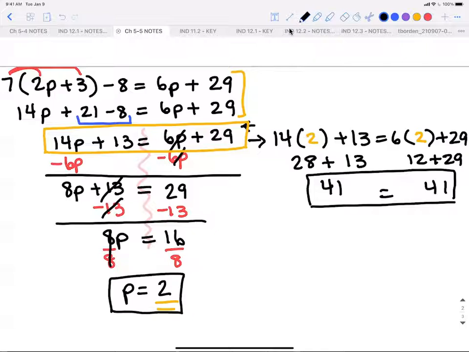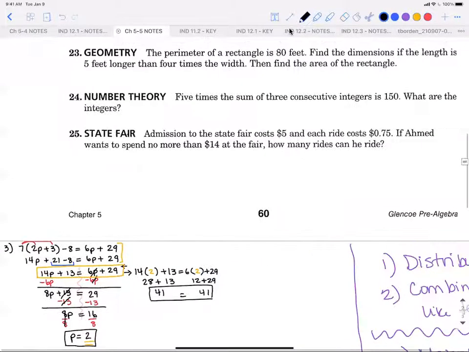So longer, more difficult, right? Seems a lot more difficult. It isn't if you'll still take it. It's more time consuming, I will give you that. These take a little bit of extra time, but distribute, combine like terms, and then move. As long as you follow those steps in that order every time, I think you'll be fine.